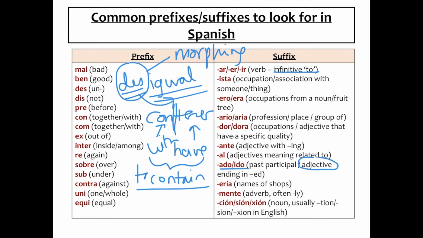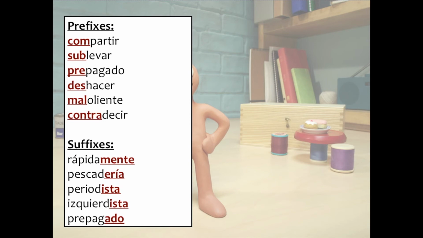The next one, ería. We said earlier on that ero and era can often indicate a profession. So if we take peluquero, if I chop the O off peluquero, I get peluquer, and if I stick ía on the end of it, peluquería, I get the name of the shop where that person works, peluquería, the hairdressers. Mente is a really, really useful word, and it often indicates an adverb, and often those end in ly, such as rápidamente, quickly. Cion, sion, xion, anything that ends in cion often ends in tion in English, sion and xion the same in English. So here's some examples for you.